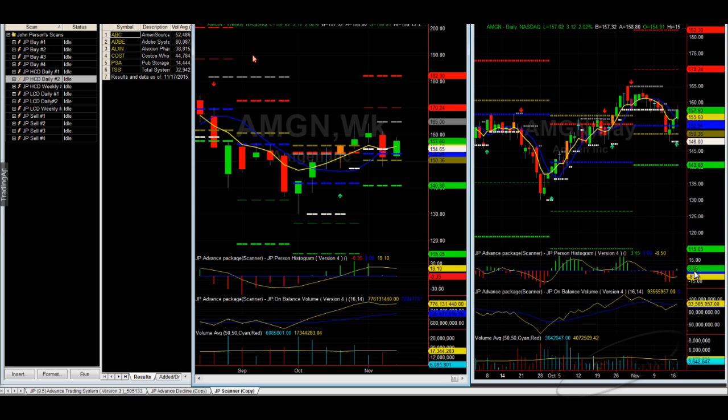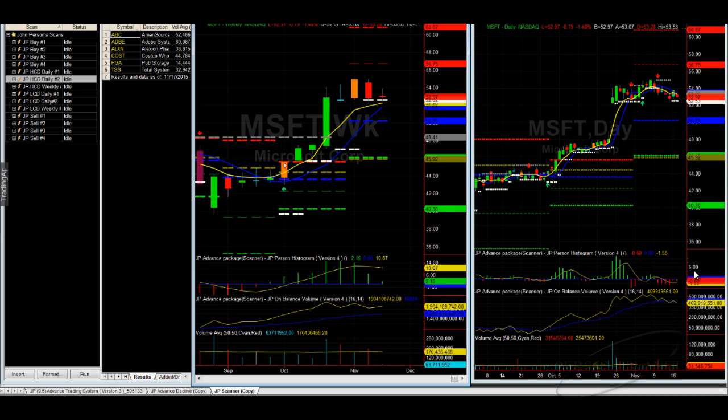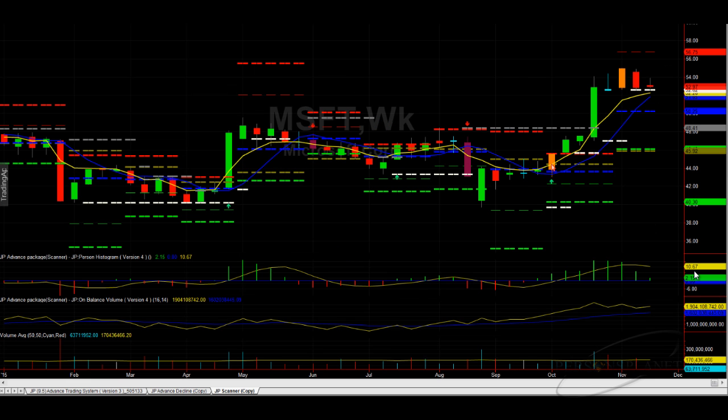Some of our famous ones last month, Microsoft, by the way, which generated a beautiful weekly high close doji pattern, right? It had an increase in volume. The momentum histogram was off the chart bullish. And one of the really neat things about this is we have a weekly high close doji and a weekly low close doji. A low close is purple.